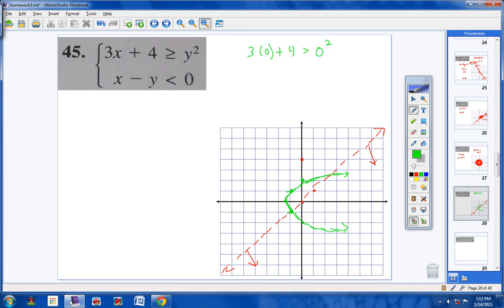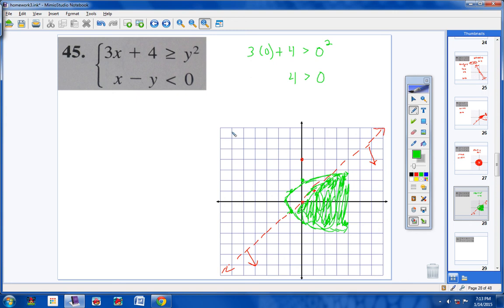Okay, so we're going to test the point. 3 times 0 is 0. 0 plus 4 is 4. 4 is greater than 0 squared. 0 squared is 0. 4 is greater than 0. That's true. So we're going to shade down, inside, toward the points that work. So the red line says to shade downward, and the green parabola says to shade on the inside. So it looks like it's going to be everything inside the parabola. Yeah, inside the green parabola, staying below the red line there. Staying below the red line.